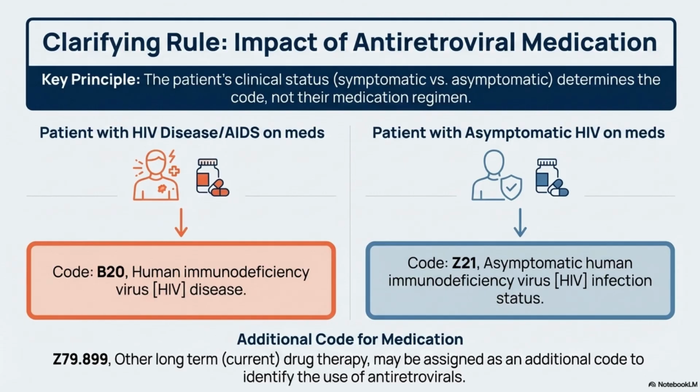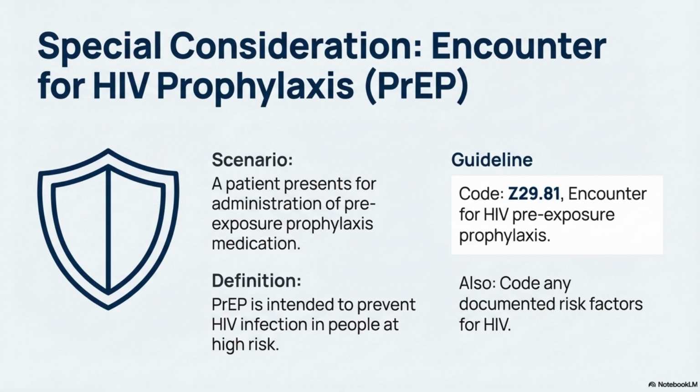Medication alone doesn't determine the code. A patient with HIV disease on meds equals B20. An asymptomatic patient on meds equals Z21. We can also add Z79.899 for long-term drug therapy. For PrEP visits, we assign Z29.81, and we can add codes for any documented risk factors.